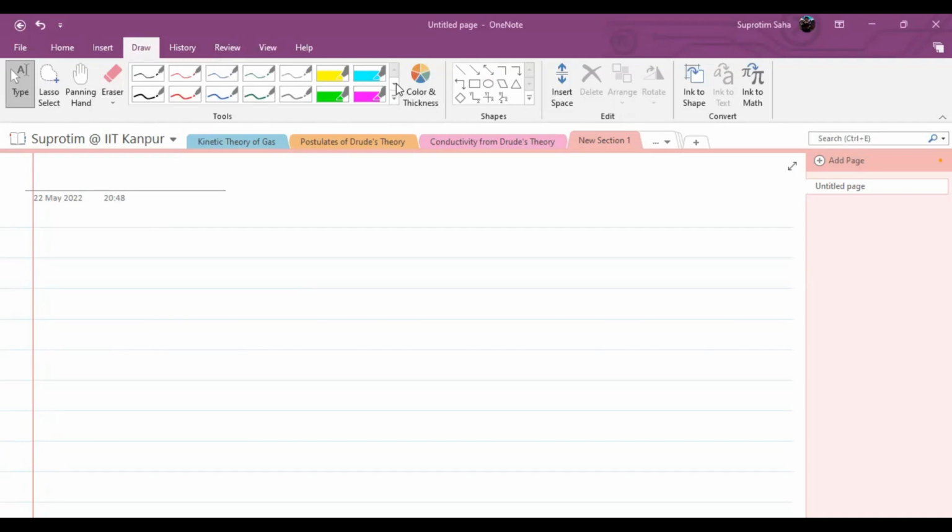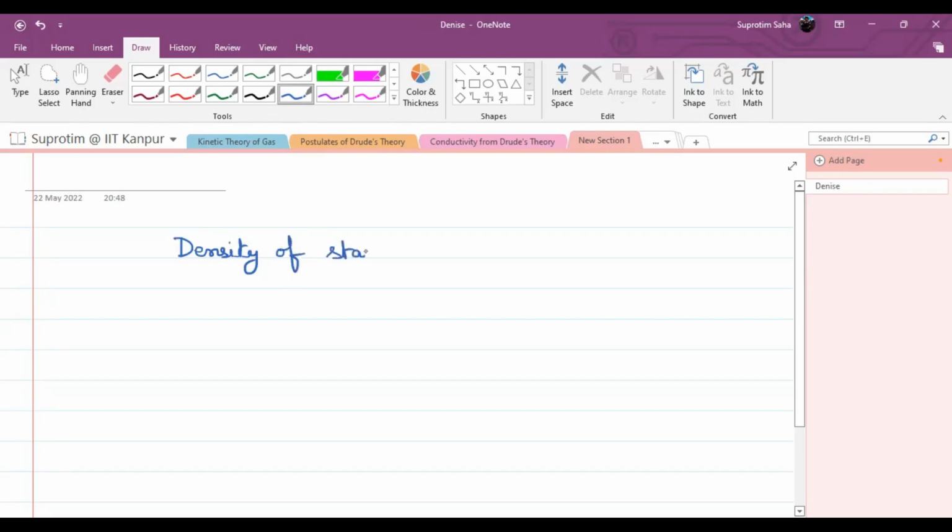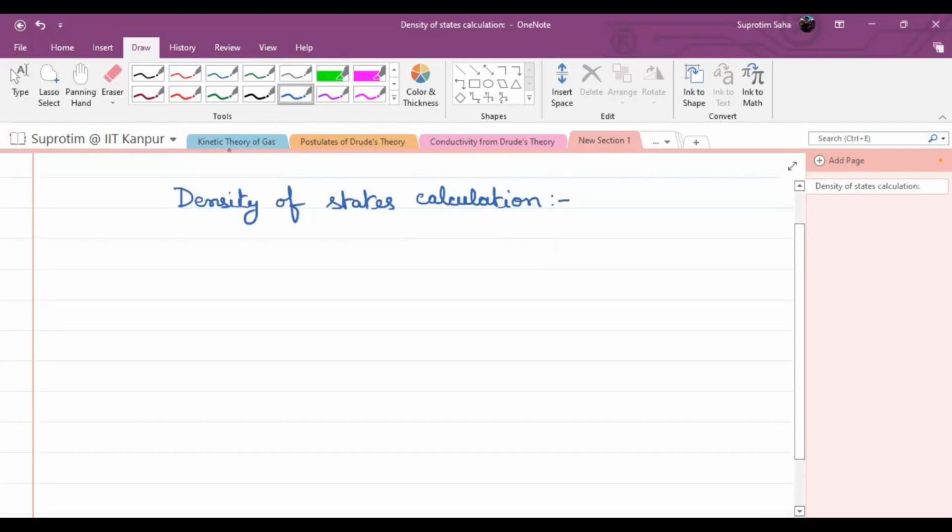let me write the heading. Density of states calculation. Let us just recall what we learned. What was our counting statistics? N was twice, this is for the spin degeneracy for up and down spins, summation over all the k states of the Fermi Dirac distribution, epsilon k minus mu.